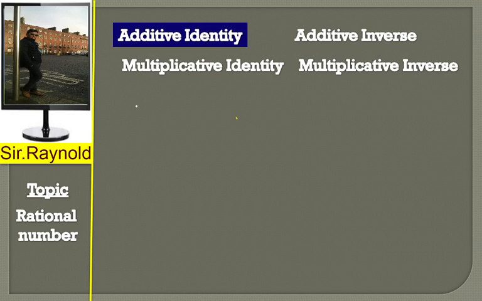So to start with this, let me do one thing. I'll give you one number. Say, for example, I give you 1 by 5. In this case, if I add 0, what will be the result? Certainly, you will know that 1 by 5 plus 0 will always get 1 by 5. That means if you add 0 to any number, you get that same number.